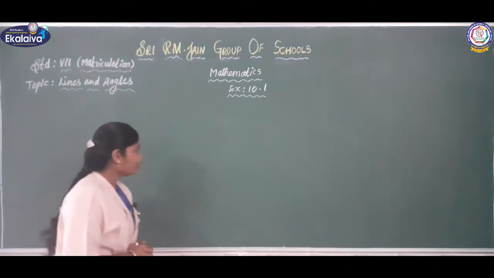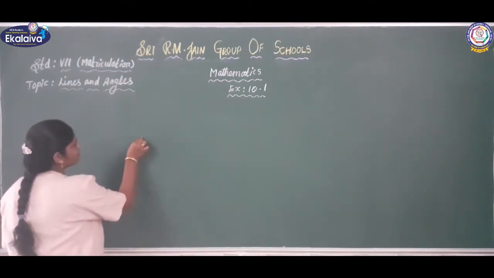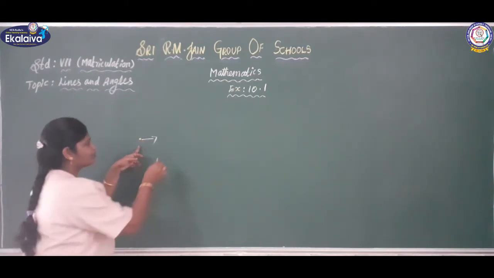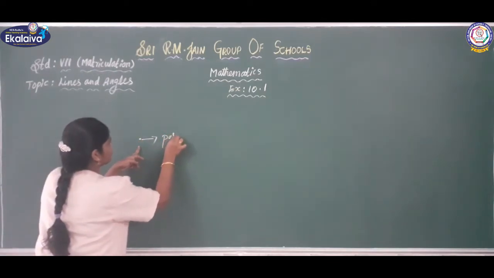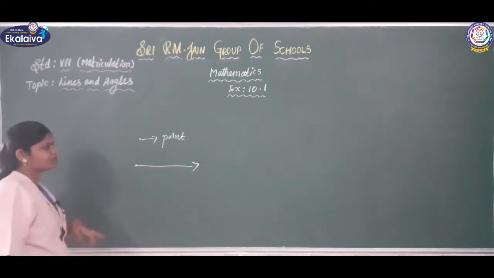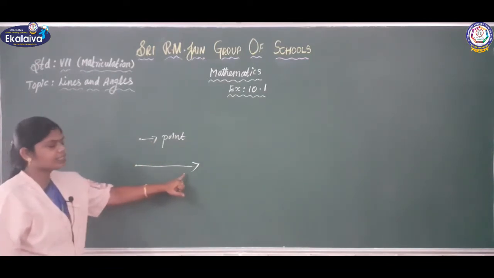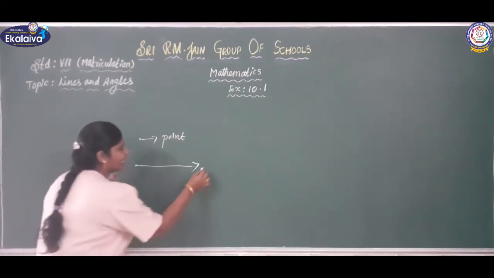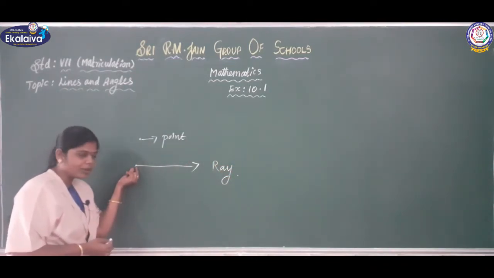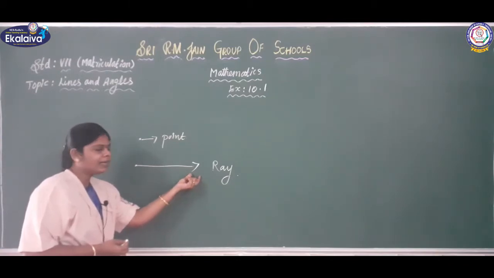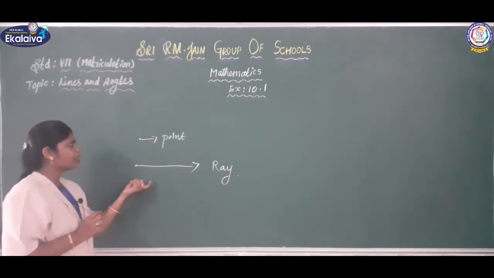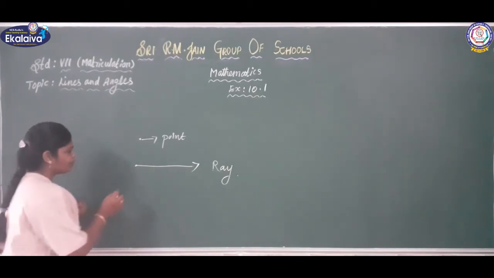Okay? Can you identify the figure, children? What is this? This is a point. And what is this? This is a ray, because it has the starting point and there is no ending point. Only it has the starting point. So we call it a ray.